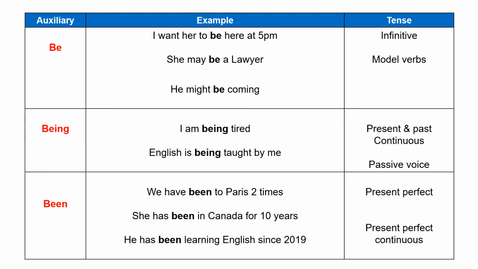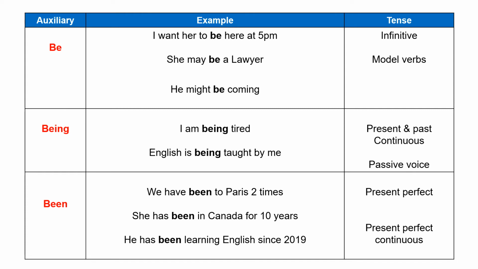Example: we have been to Paris 2 times. It shows travel experience. In this sentence, been has been used with the verb have. Next example: she has been in Canada for 10 years. This sentence is also in present perfect tense.